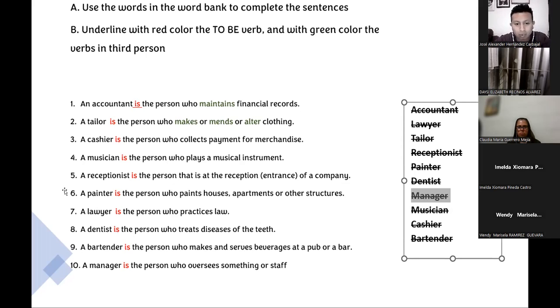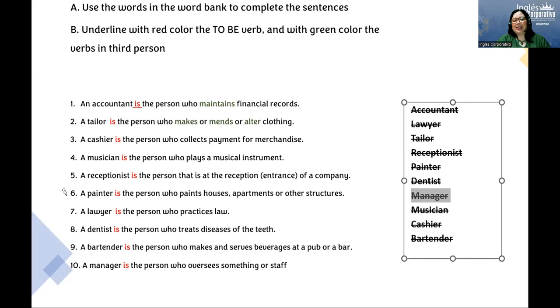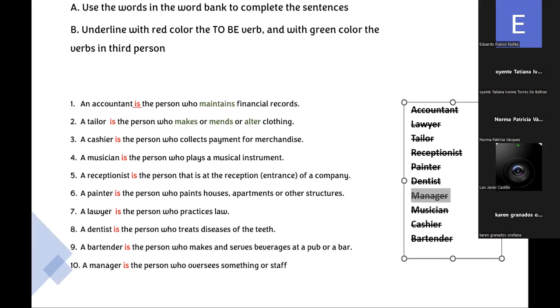Okay, number six, please, Wendy. And number seven, please, Karen. Number eight, please, Eduardo. Go ahead. A liar is the person who practices law. Wendy? Number six. A painter is the person who paints houses, apartments, or other structures. Okay, thank you. Number seven, please. A liar is the person who practices law.